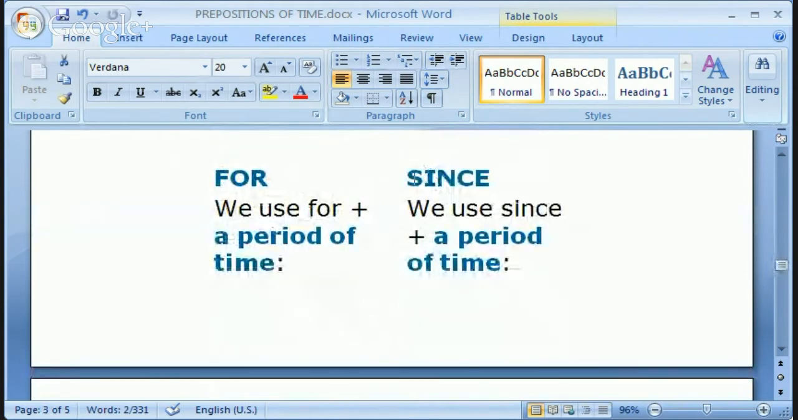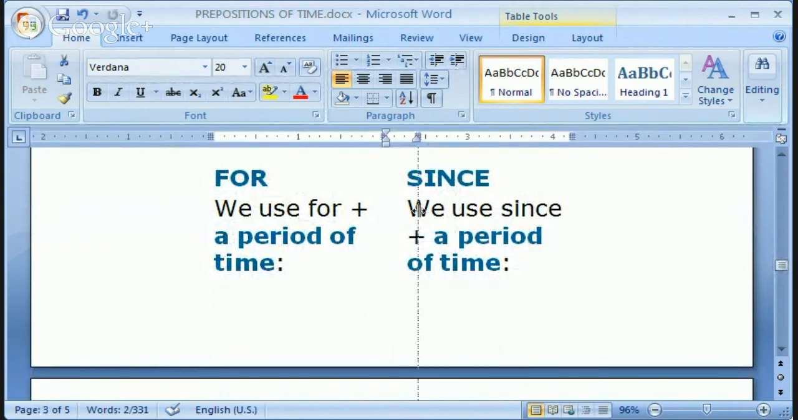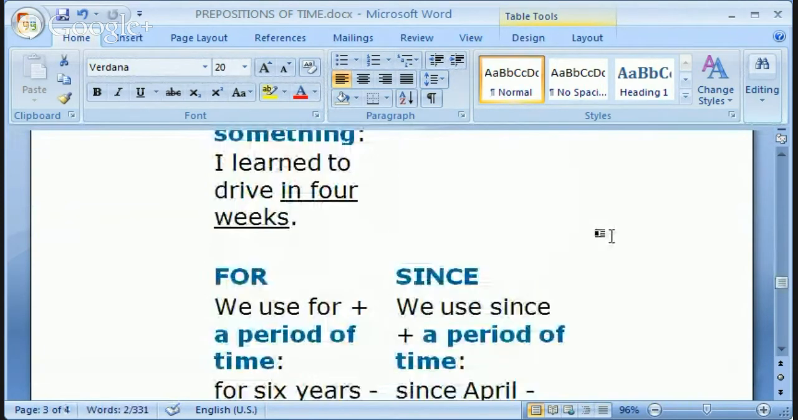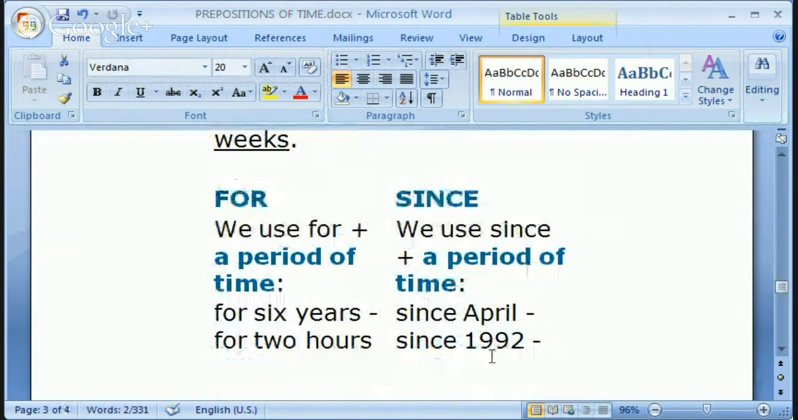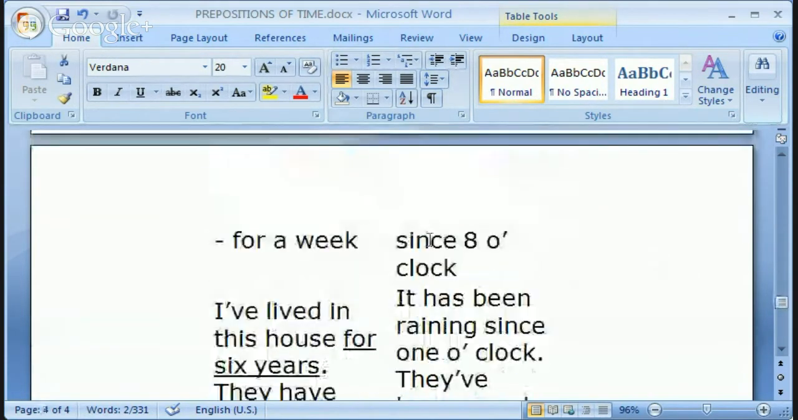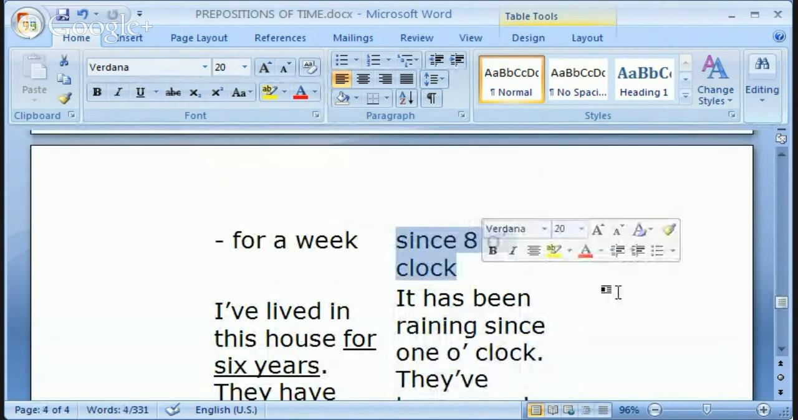Okie doke. Next one, since. We use since with a period of time, from that time to now. Since 1992, since April, since 8 o'clock. Okay, since a specific time.